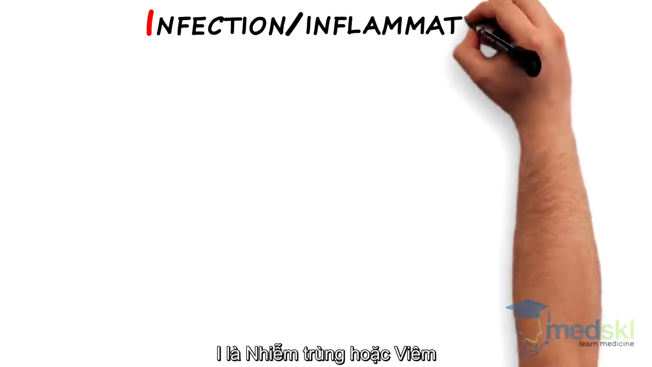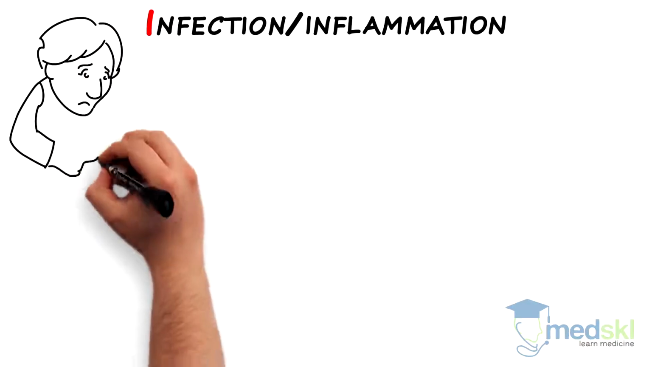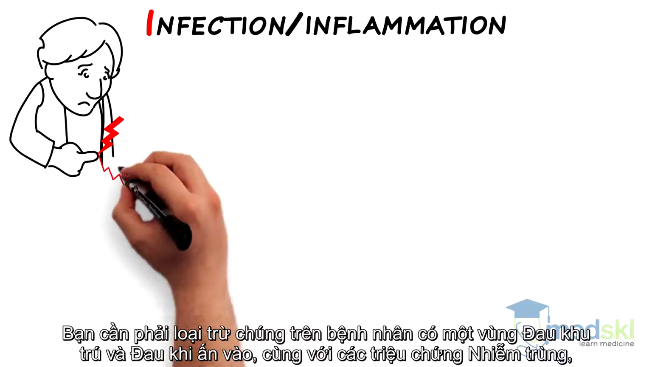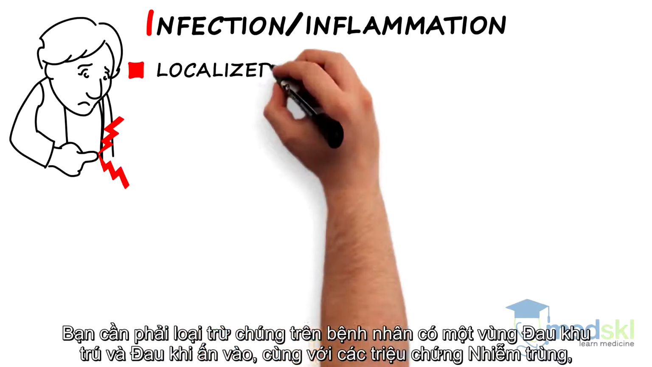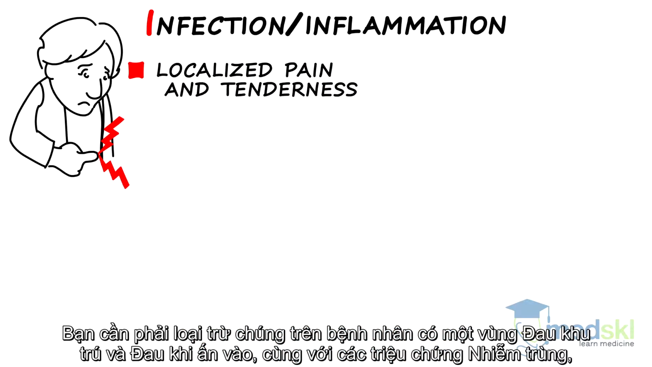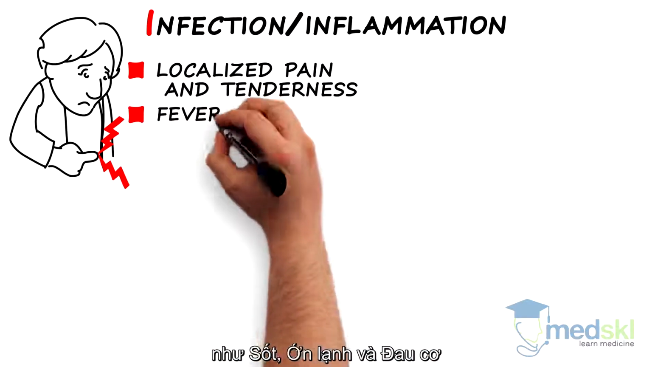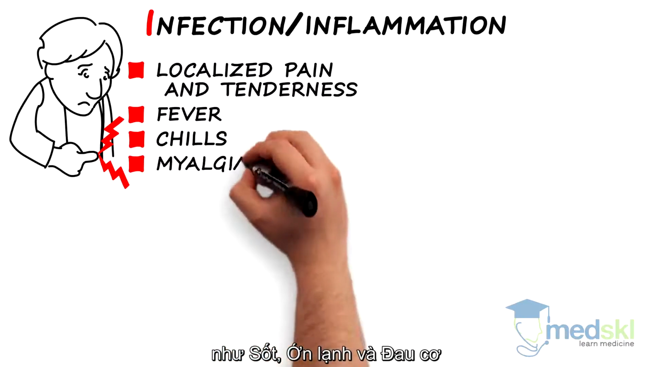I is for infection or inflammation. You need to rule these out in a patient who has a localized area of pain and tenderness, along with infectious symptoms like fever, chills, and myalgias.